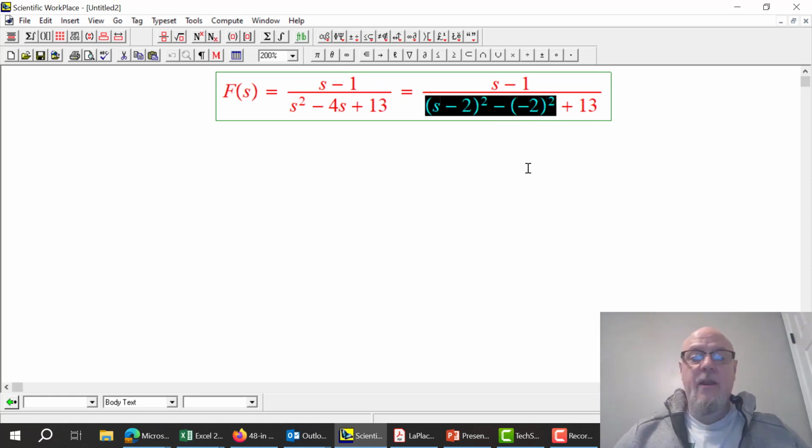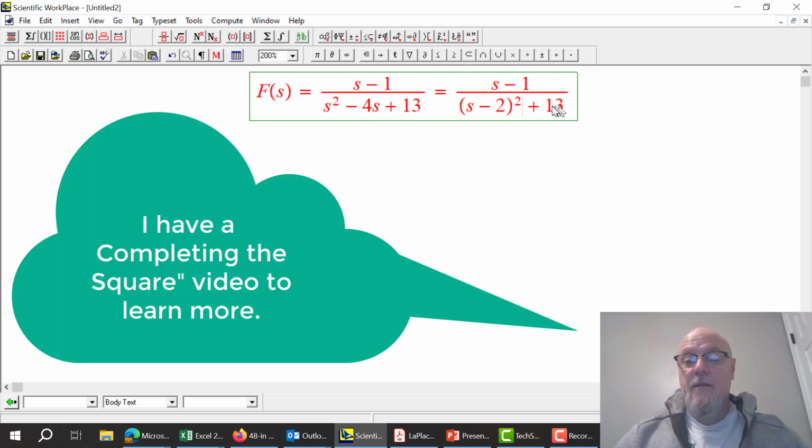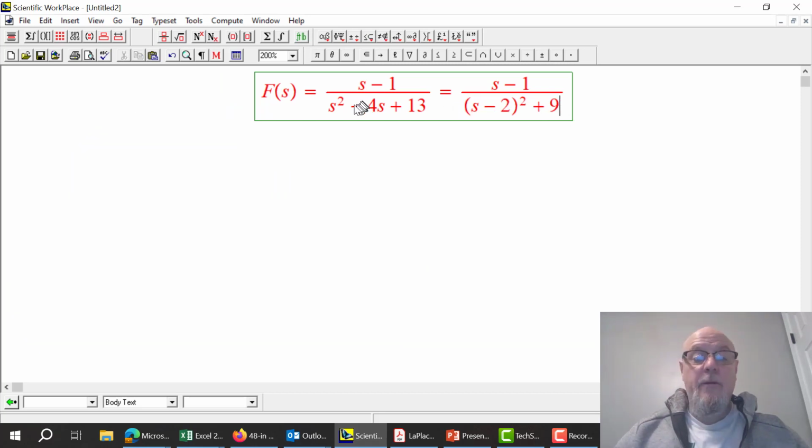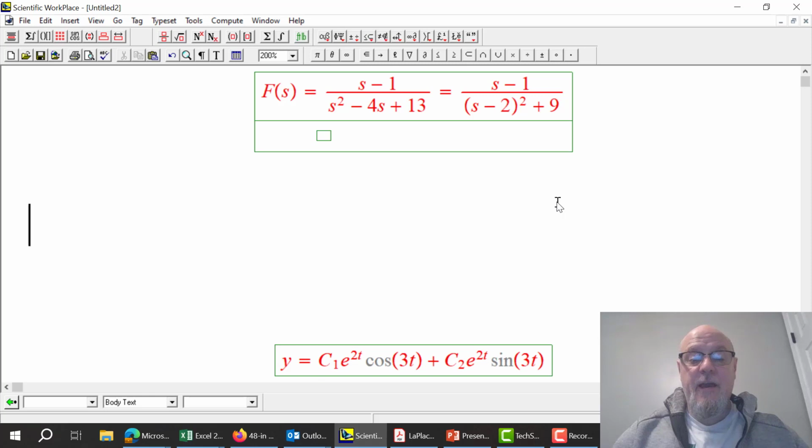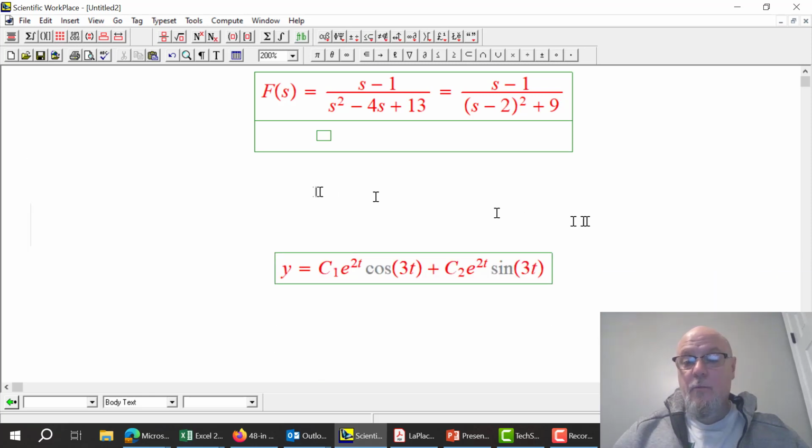If I were to expand that all out, I would get that s squared minus 4s. Now minus 2 squared is 4, minus 4 plus 13 is a plus 9. So now I've completed the square. If I were to expand this denominator out, I would get the same denominator. And now let's look at the transforms that I think I need. That's the form that we think we're going to get.